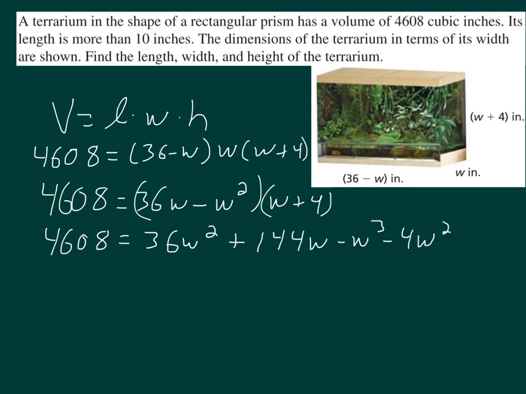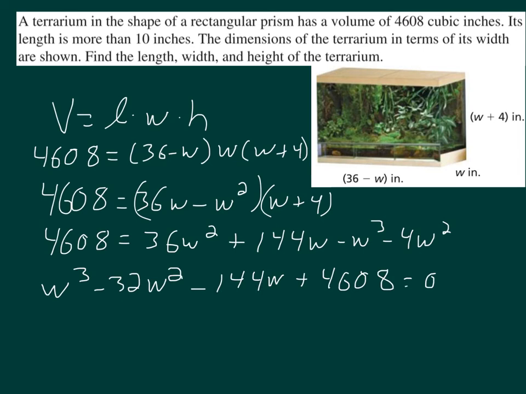Now, even though it's mostly on the right already, ideally I need my lead coefficient, which in this case is going to be the coefficient of w cubed, to be positive. So I'm actually going to move everything over to the left and just combine like terms so that I can have 0 on the right. Alright, so now moving everything to the left and combining like terms, I have w cubed minus 32w squared minus 144w plus 4,608 equals 0.